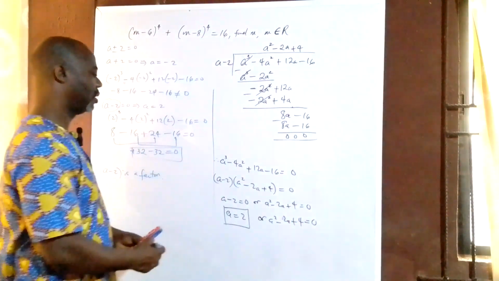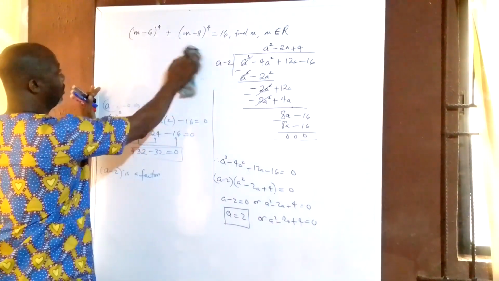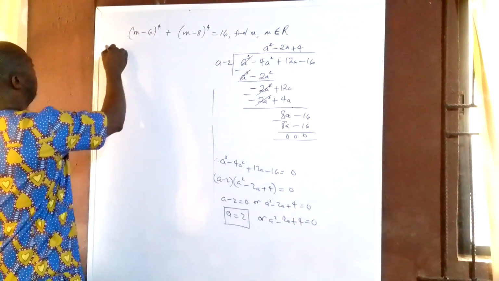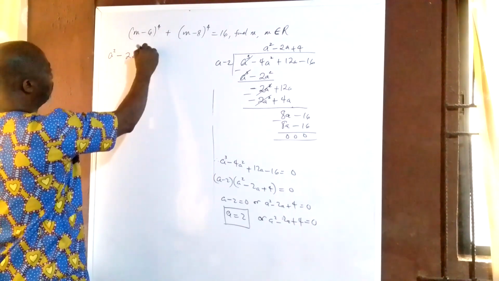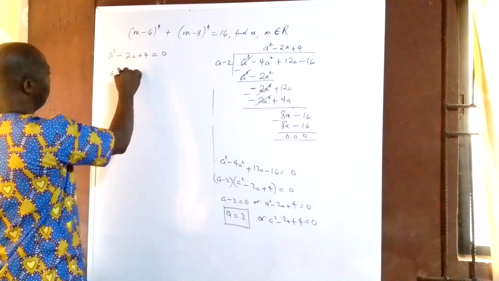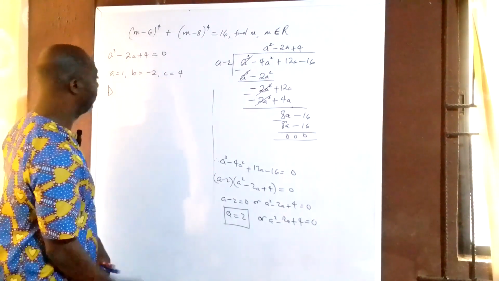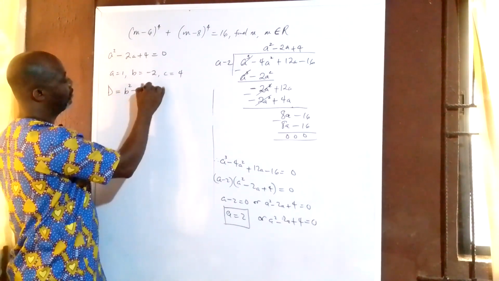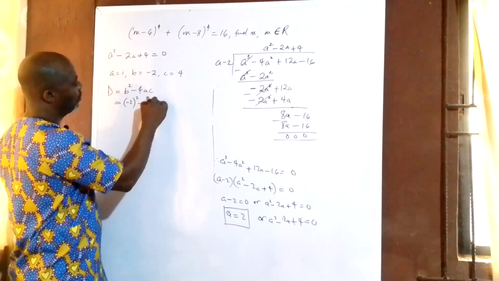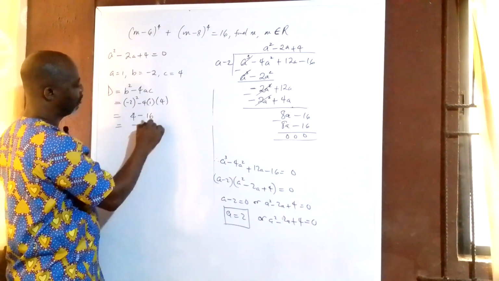So let's see if we can get another real number solution from here. So from there we have a squared minus 2a plus 4 equal to 0. I'm going to check to see that we have a equal to 1, b equal to minus 2, and c equal to 4. Let's see what the discriminant will give us. D equals b squared minus 4ac. So we have minus 2 squared minus 4 times 1 times 4. This will give us 4 minus 16. That will give us minus 12, which is less than 0.